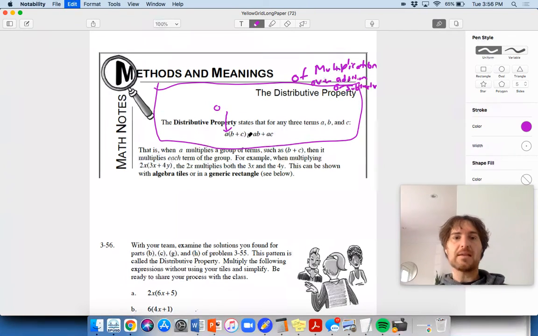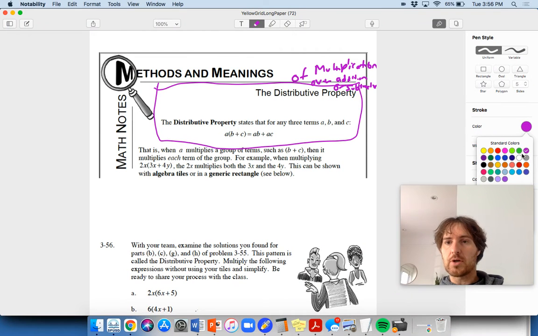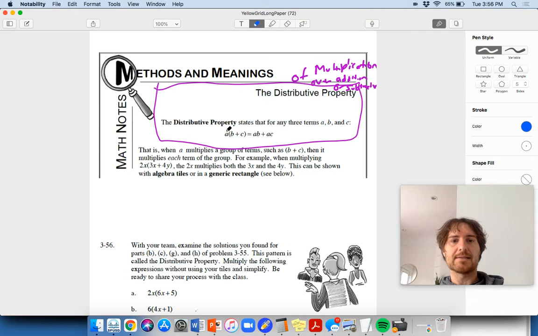So let me get rid of this here, because this is usually how your teachers are going to show you the distributive property in future classes. I've got a number on the outside here. What's it doing to the inside? Well, it's multiplying. It's not just multiplying the b. What else is it multiplying? It's multiplying the c. Okay, it's multiplying both terms.